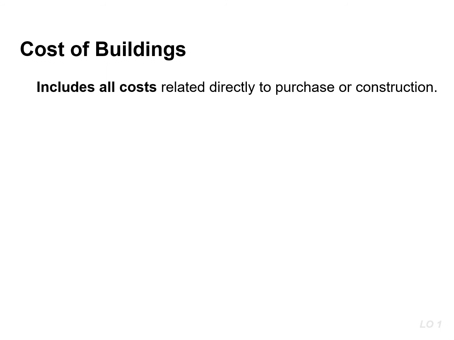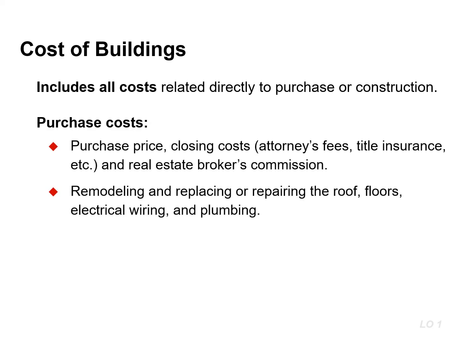Buildings used in operations are stores, offices, factories, and warehouses. Companies charge to the building account all necessary expenditures relating to the purchase or construction of a building. When a building is purchased, the costs include the purchase price, closing cost, and real estate commissions. In addition, you must also include costs incurred to make the building ready for its intended use. For example, you would include the cost to remodel offices and repair the roof.